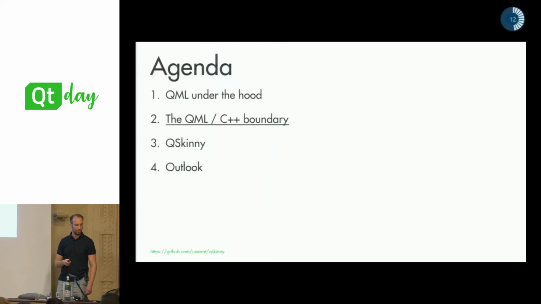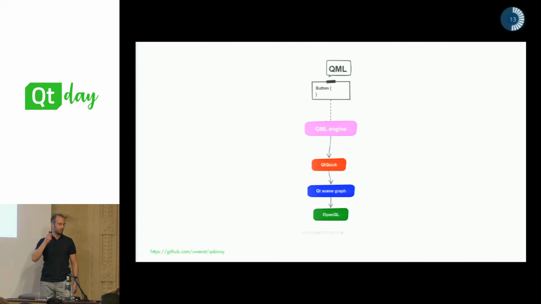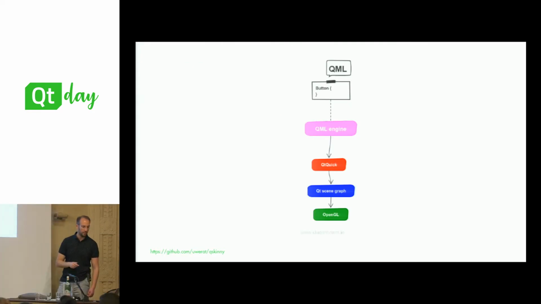Next item in the agenda, QML C++ boundary. Not sure how many of you use QQuick Controls 1 yet. Still, yes. QQuick Controls 1. I don't know when they came out, but my guess is like 7 years ago. I'm not sure. A while ago. Just to remind, this is the diagram again. For each element in QML, we create an element in QQuick. Now, QQuick Controls 1.